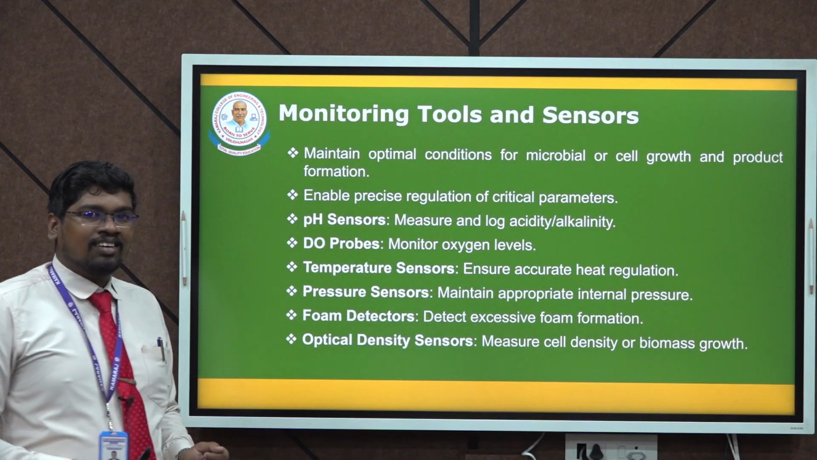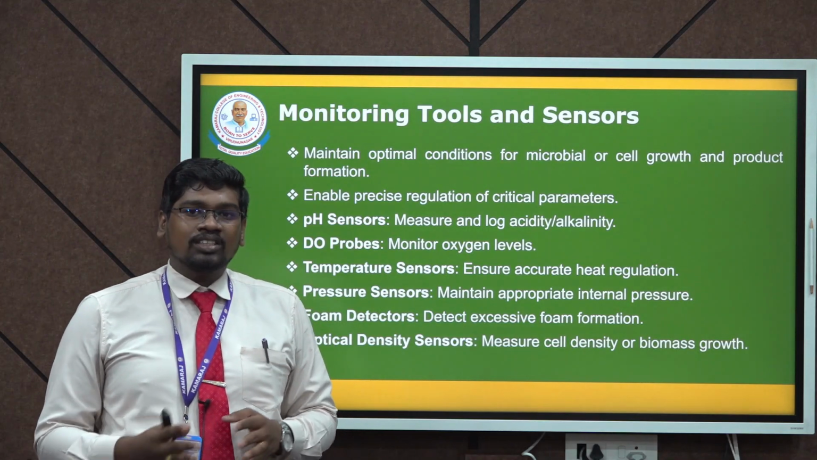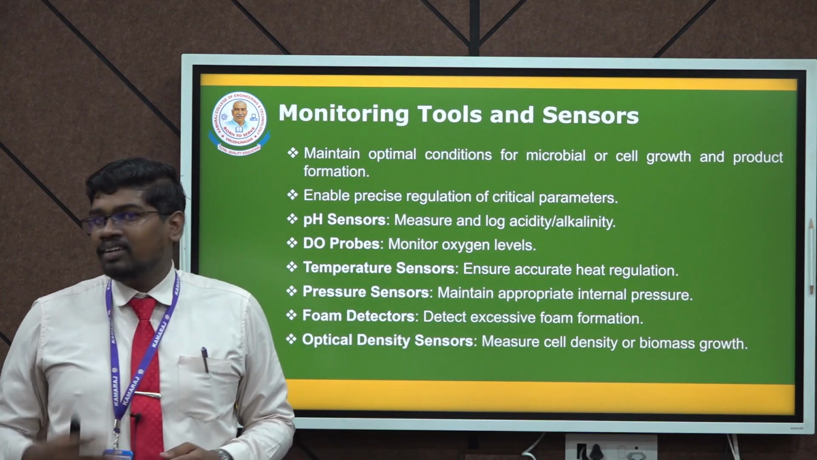The various monitoring and control systems that are used in the fermentation will be discussed in detail in the next video.